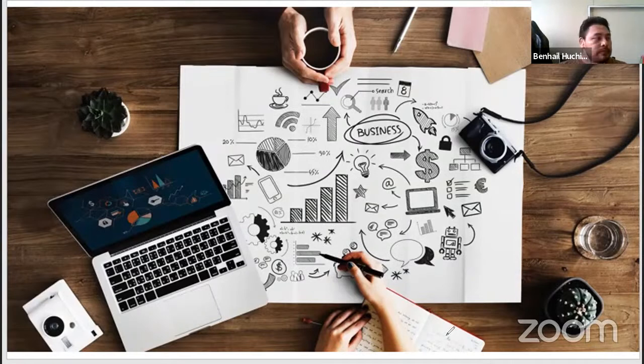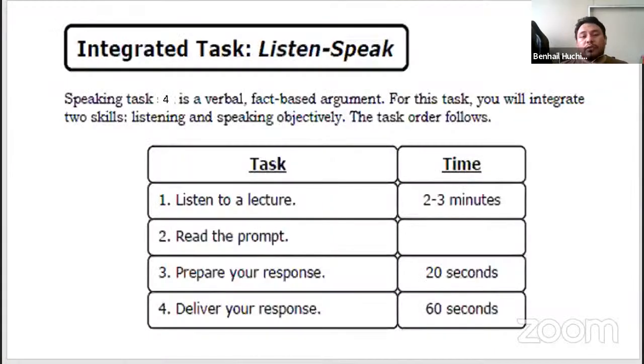Now, question number 4 is where you only listen to the lecture. You won't read anything, so you won't have any base or previous knowledge from which to take the ideas beforehand. You're going to focus only on the listening.